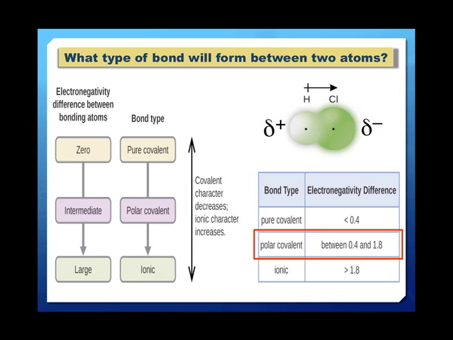We know how to use electronegativity values to determine what type of bond will form between two atoms. And we know that if the difference in electronegativity between two atoms is somewhere between 0.4 and 1.8, they will form a polar covalent bond in which the electrons are shared but unevenly. The atom with more of the electron density will be partially negative, and the atom with less of the electron density will be partially positive.